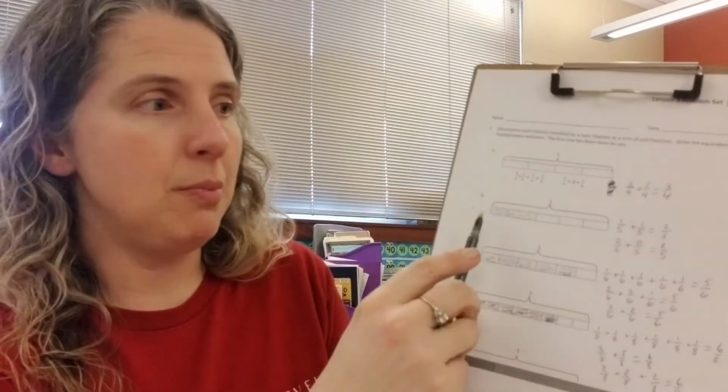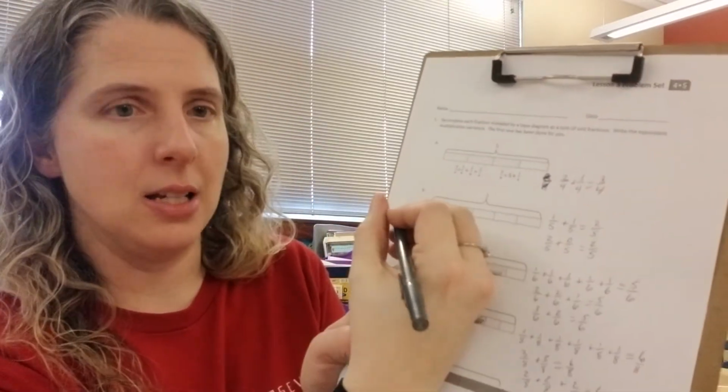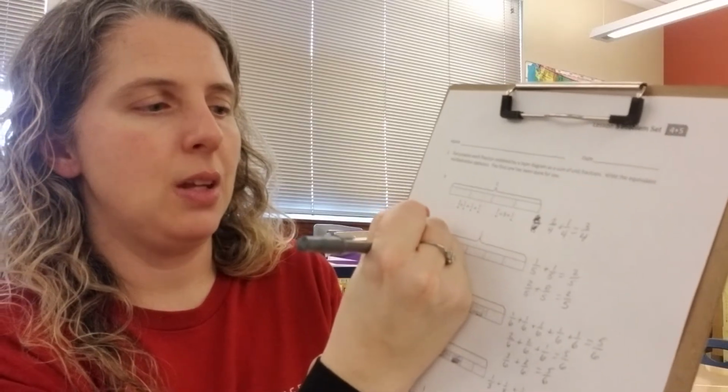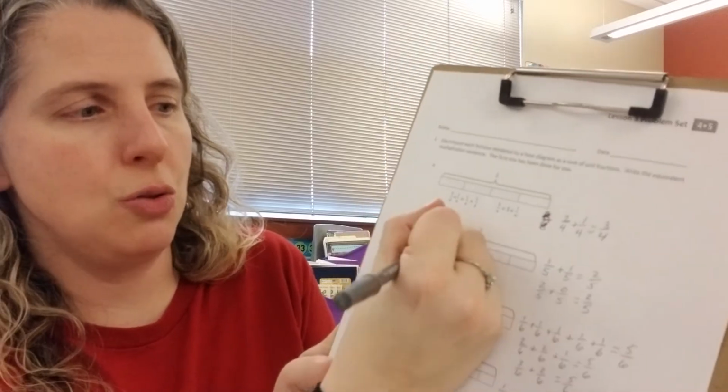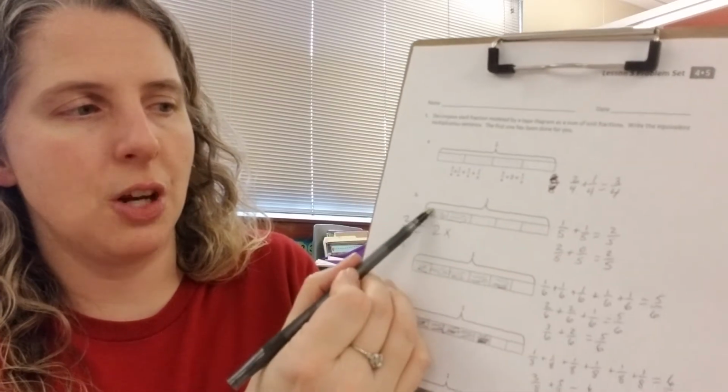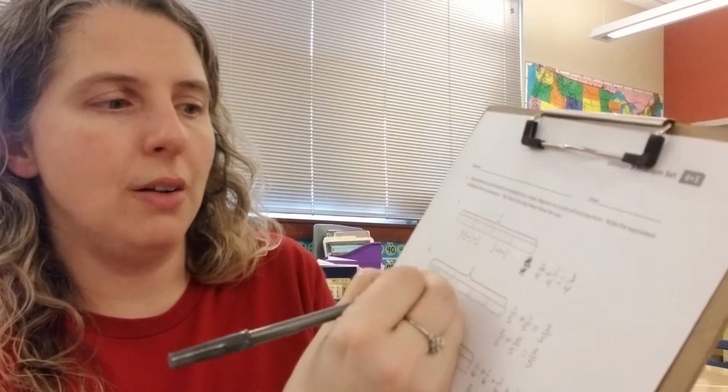All right, so let's look at letter B quickly. You have how many 1/5? 2 of them. We said our fraction right here is 2/5. And that equals how many are shaded? 2 times, what's our fraction? 1/5.